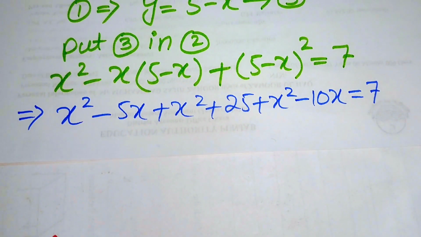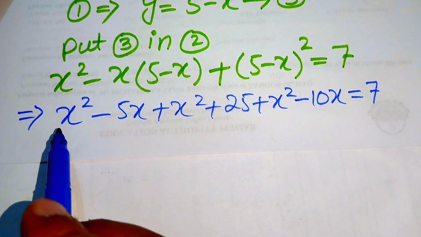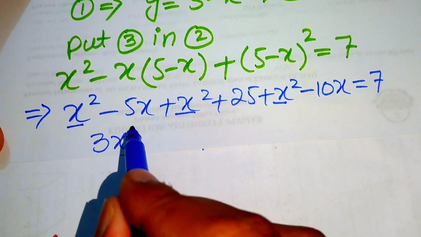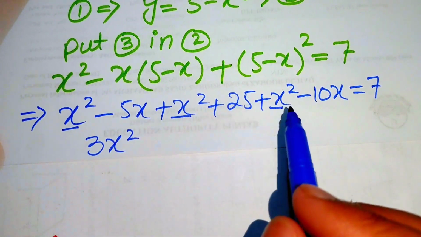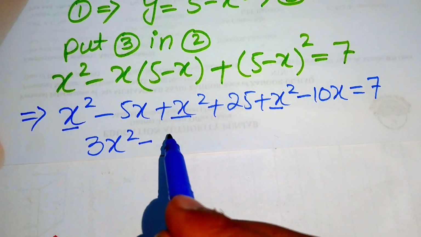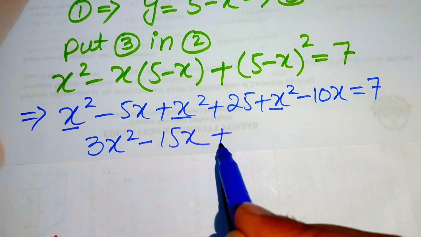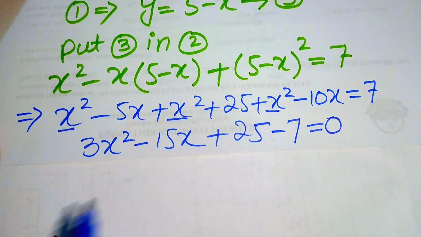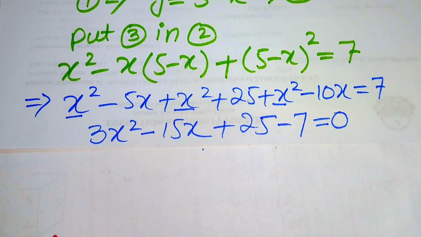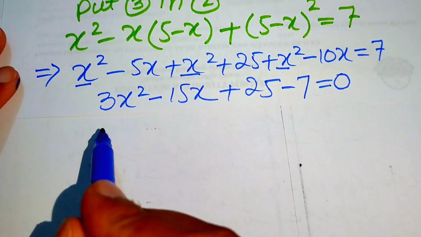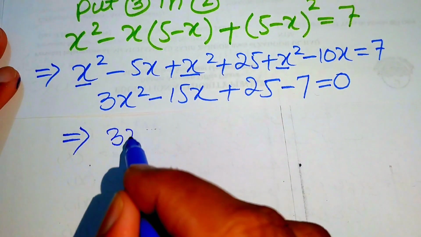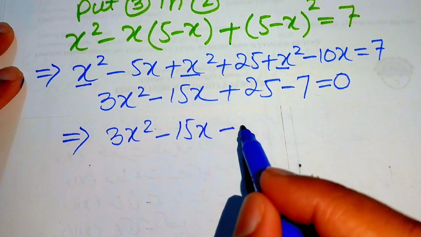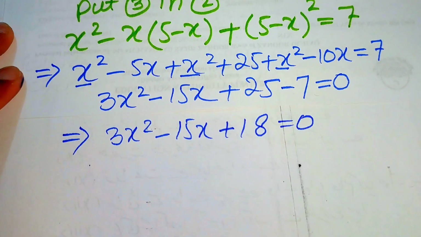So now we simplify the terms, and here we add or subtract the like terms. So we have x square and x square, it is 3 times. So we get 3 times x square, and we have minus 5x minus 10x equals minus 15x, and this is plus 25, and we move the 7 to the left hand side, it becomes minus 7, and this whole equation equals 0. And now in the next step we simplify the terms, and we get 3 times x square minus 15x, and 25 minus 7 becomes plus 18, and this whole equals 0.